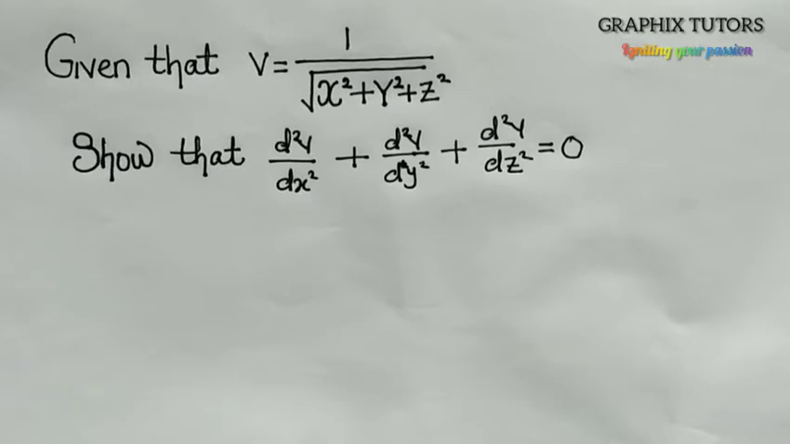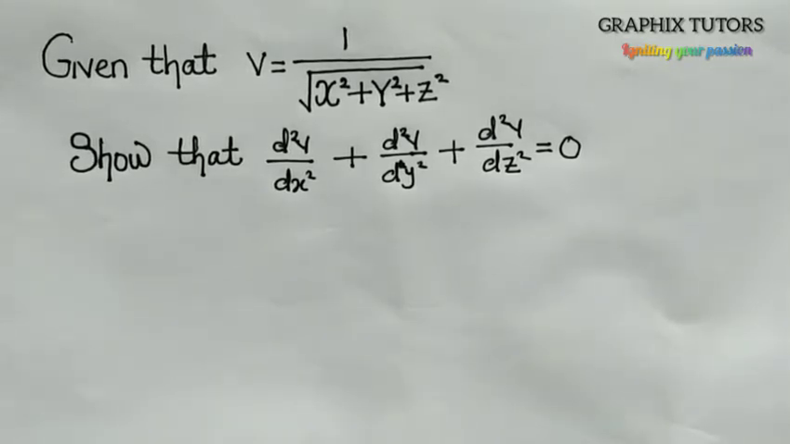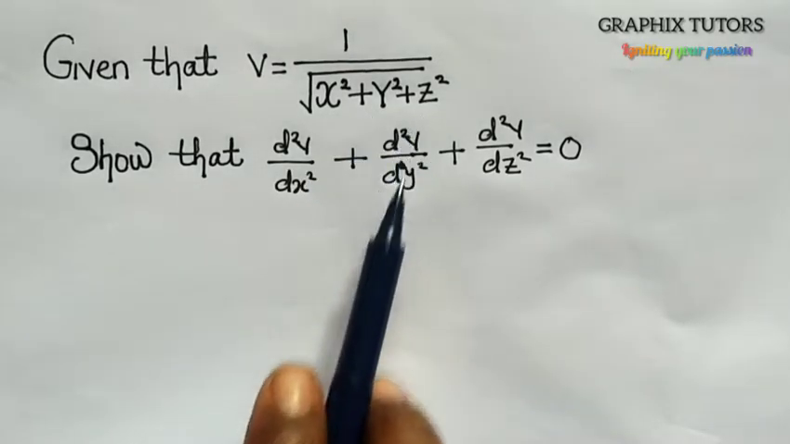Today we want to analyze this question that says that given that v is equal to 1 all over the square root of x squared plus y squared plus z squared, show that the second partial derivative of v over x squared plus the second partial derivative of v over y squared plus the second partial derivative of v over z squared is equal to 0.